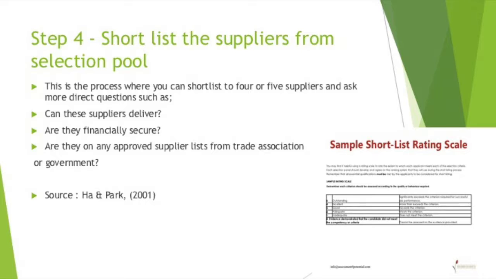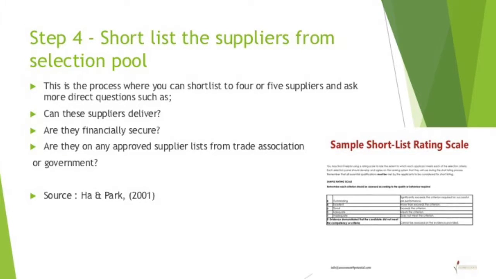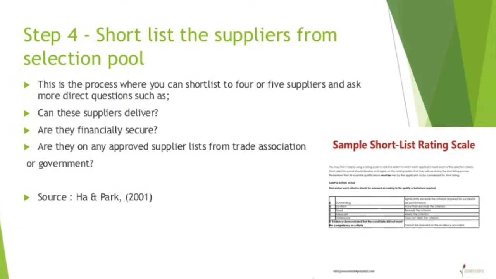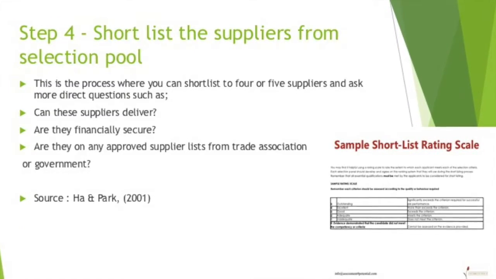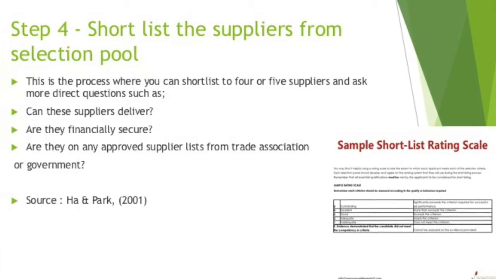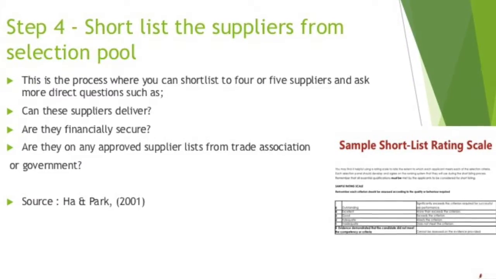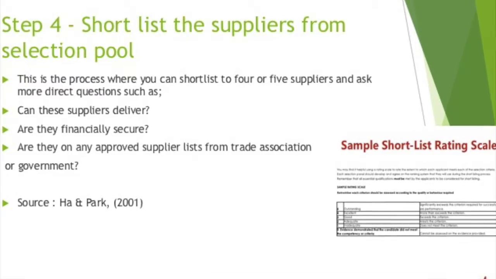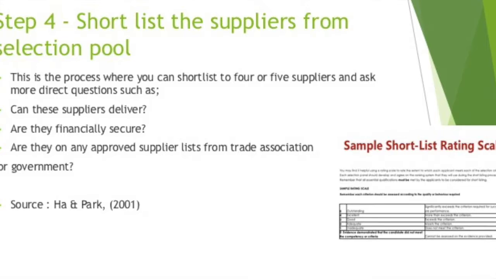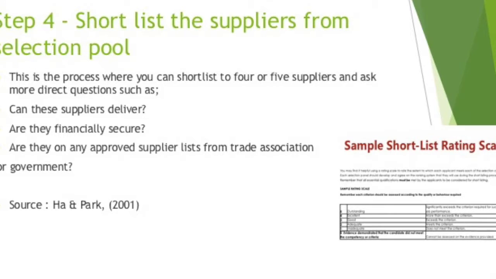The fourth step in the supply selection process is to shortlist the suppliers into a selection pool. This is where you shortlist to 4 or 5 suppliers that you want to choose from, and then further ask the questions such as, can these suppliers deliver? So can they meet our needs and wants? Are they financially secure? So what's their business cycle like? How long have they been in the industry? So reputation's always built with time and endurance. Or are they part of any government or trade associations that are ethical?